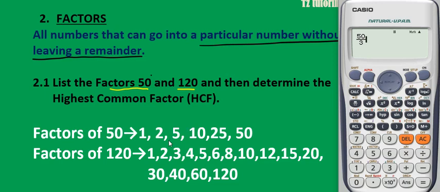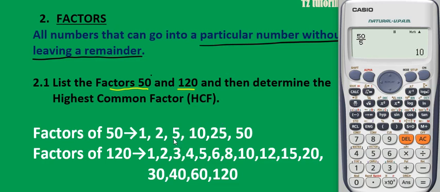What about 4? Let's try 4. Can 4 go into 50 without leaving a remainder? Again, we can see that that won't be the case. 4 will leave a remainder, so it's not a factor. But what about 5? If we divide 50 by 5, yes, we get 10. So 5 can go into 50, hence it's a factor.